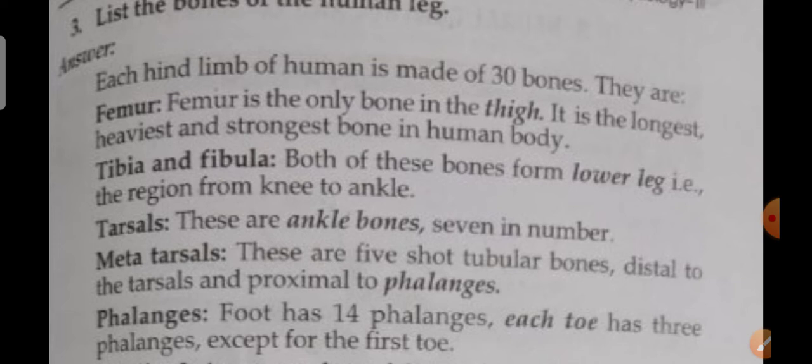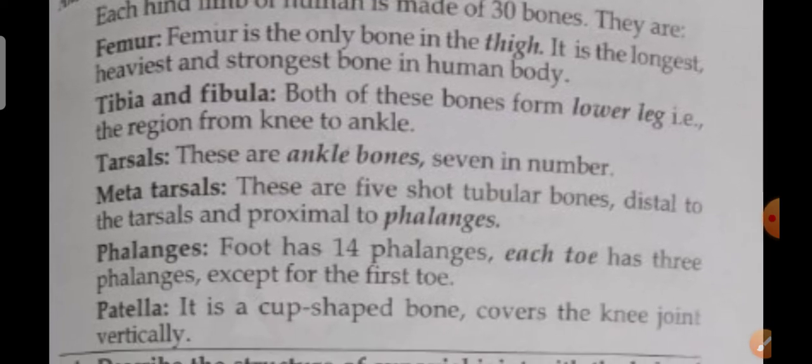They are the femur. The femur is the only bone in the thigh, and it is the strongest, longest bone in our body. It is the longest, heaviest and strongest bone in the human body. Tibia and fibula, both of these bones form the lower leg, the region from knee to ankle. Next, tarsals. These are ankle bones, 7 in number.